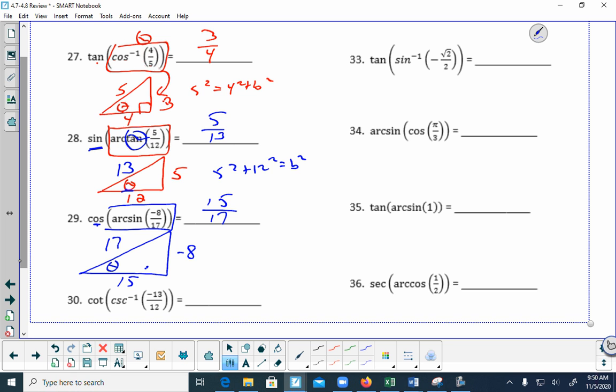And there's some logic that goes through this. Arc sine technically has to come from the fourth quadrant. The cosine of an angle in the fourth quadrant is going to be positive. That's why this is positive.